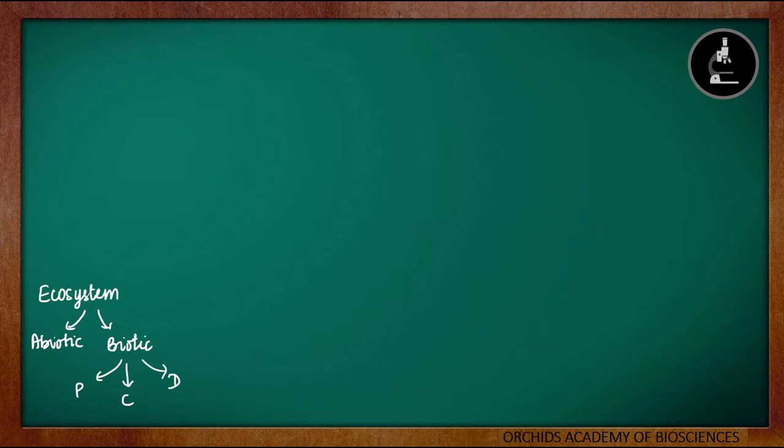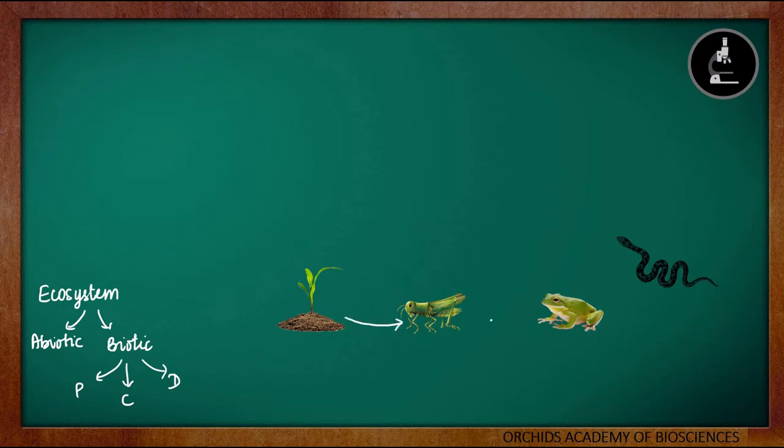Now let us consider an ecosystem with these living organisms. We have plants, grasshoppers, frogs and snakes. There will be different abiotic components also. But now to understand the food chain, we are considering these organisms. Now if we look at these organisms, one organism will be dependent on another organism for their food. For example, the grasshopper will be consuming the grass or the plant. The frog will be consuming the grasshopper. The snake will be consuming the frog. So one organism is dependent on another organism for their food.